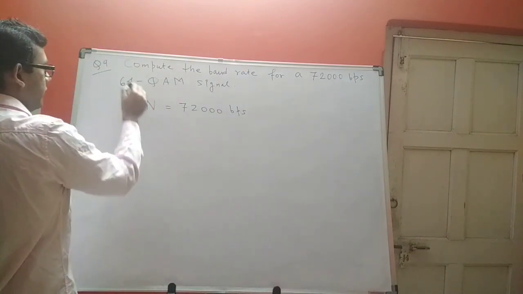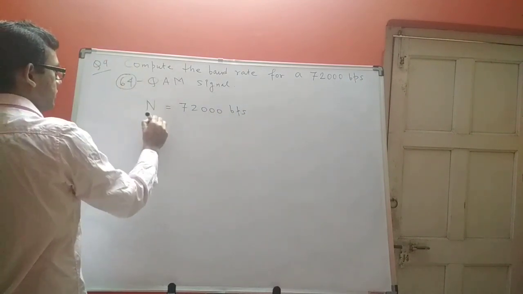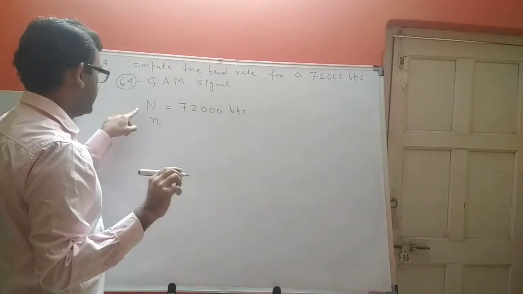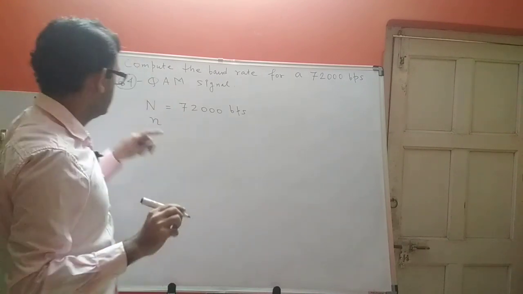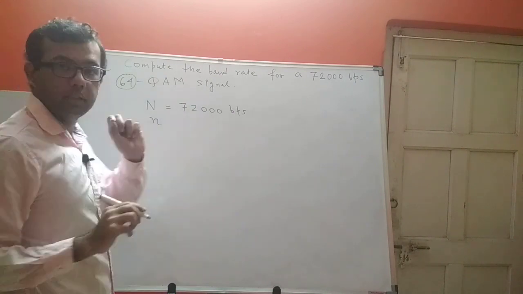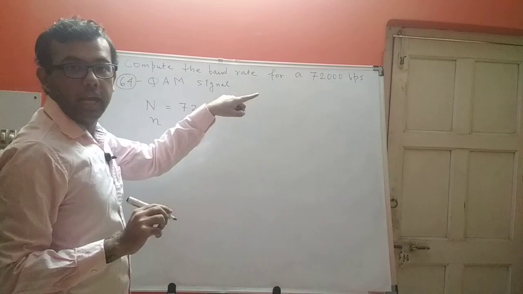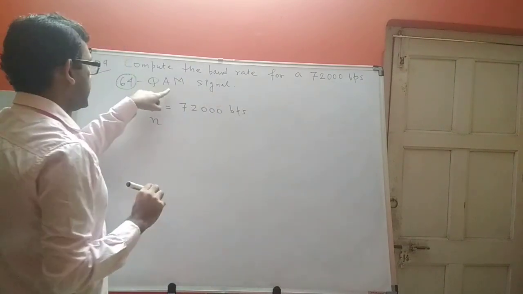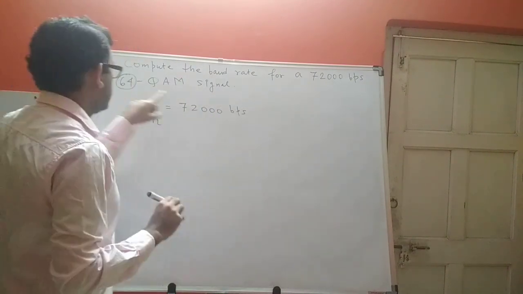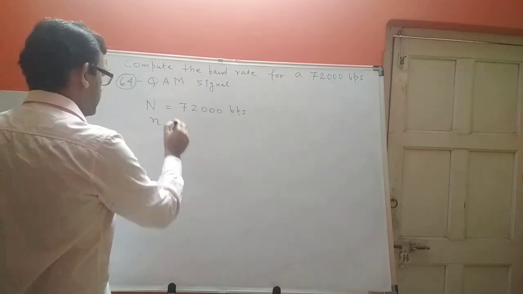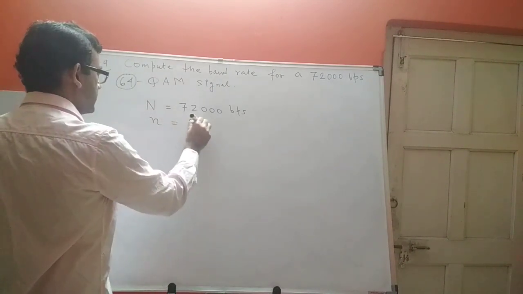And what is the value of n? The value of n is 64. This value of small n, mind you, the capital N denotes bit rate. This capital N symbol denotes the bit rate, and small n denotes the order of the encoding technique. So the technique that you're using here is QAM, and its order is 64. So the value of small n is 64.